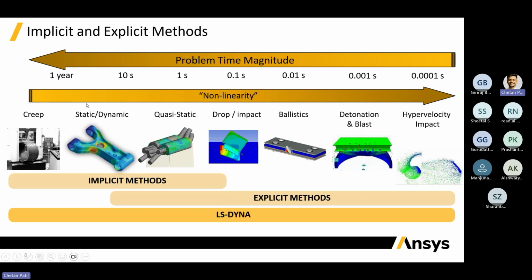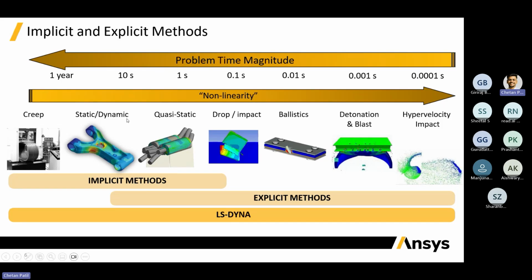So the first thing that we need to always consider is what kind of non-linearity the body is generating, or to achieve that kind of non-linearity, what is the particular time magnitude. Time magnitude in the sense of the duration of time to achieve such non-linearity. So if we are performing a non-linear simulation, it might be a creep simulation, static or dynamic simulation.